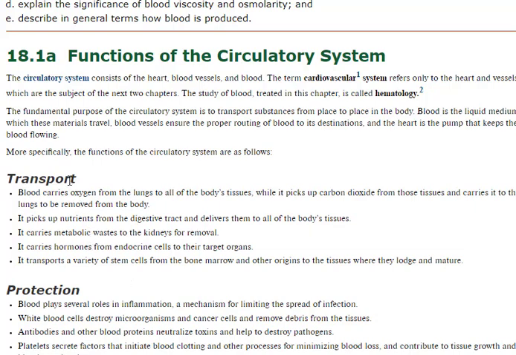So transport, because it's fluid, because it's running throughout the entire body, you can transport all sorts of things to and from different organs. We also have protection. This is, you have complement, and you have cytokines, you have white blood cells, and antibodies.